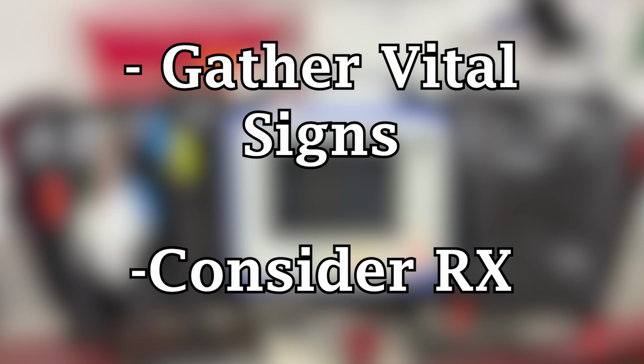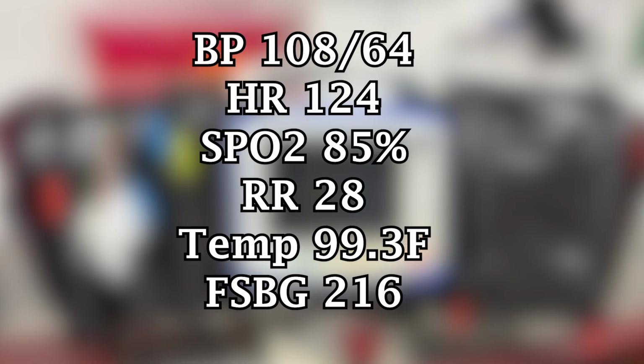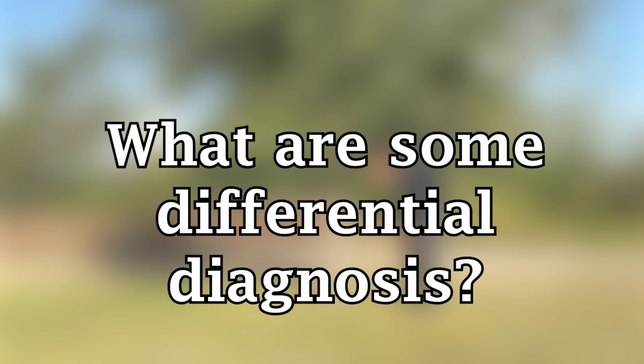The answer is gathering vital signs. However, medication should be considered as well. You gathered your vital signs, and your patient's blood pressure is 108 over 64. The heart rate is at 124. They're satting at 85%. Their respiratory rate is at 28. Their temperature is at 99.3 degrees Fahrenheit. And their blood sugar is at 216. What are some differential diagnoses that we can gather from just this initial assessment?